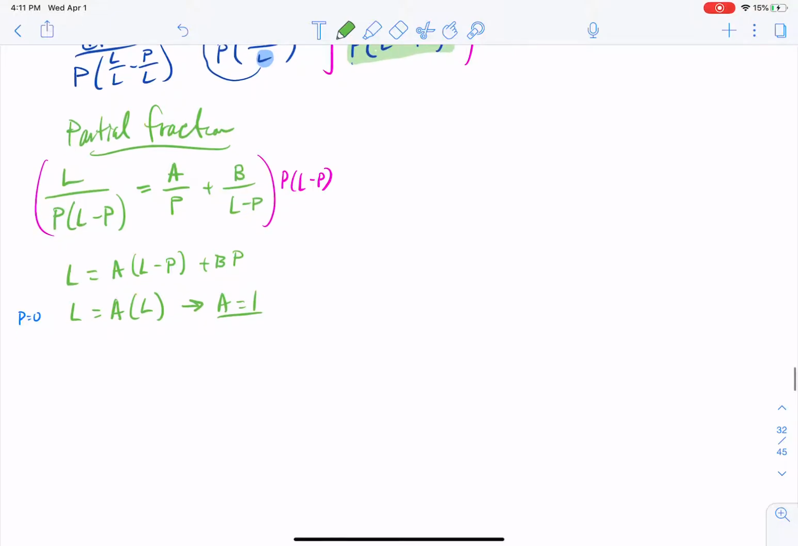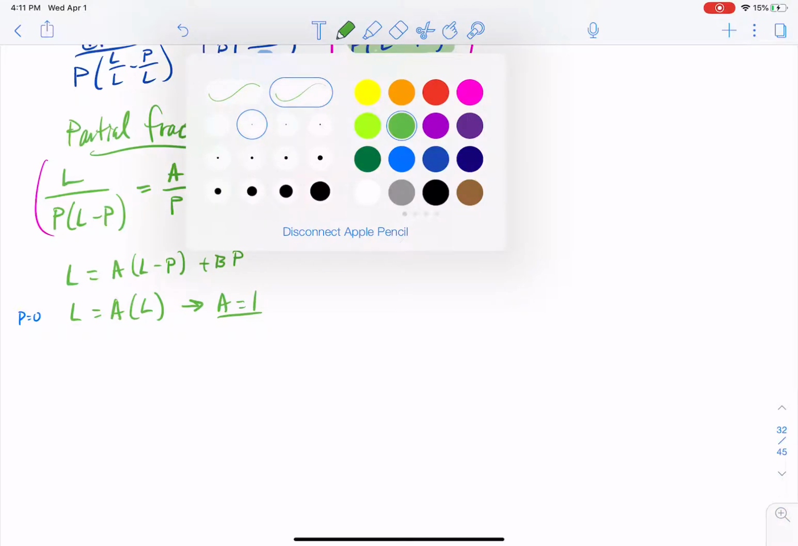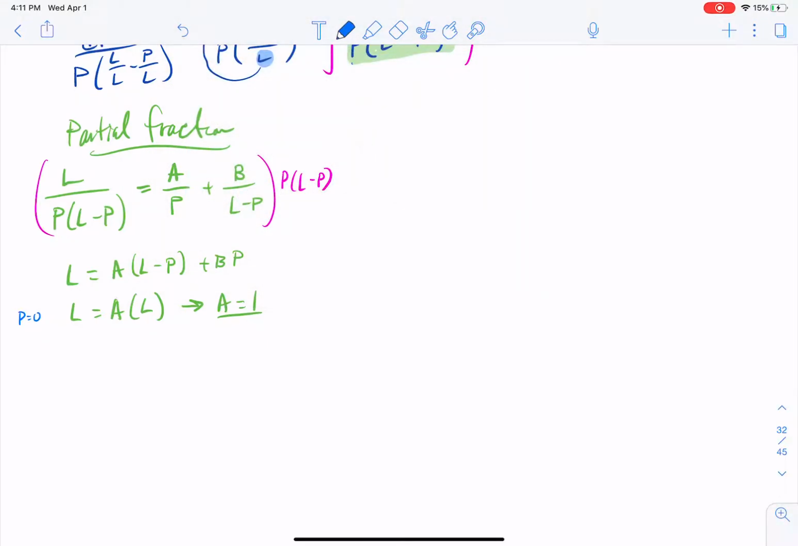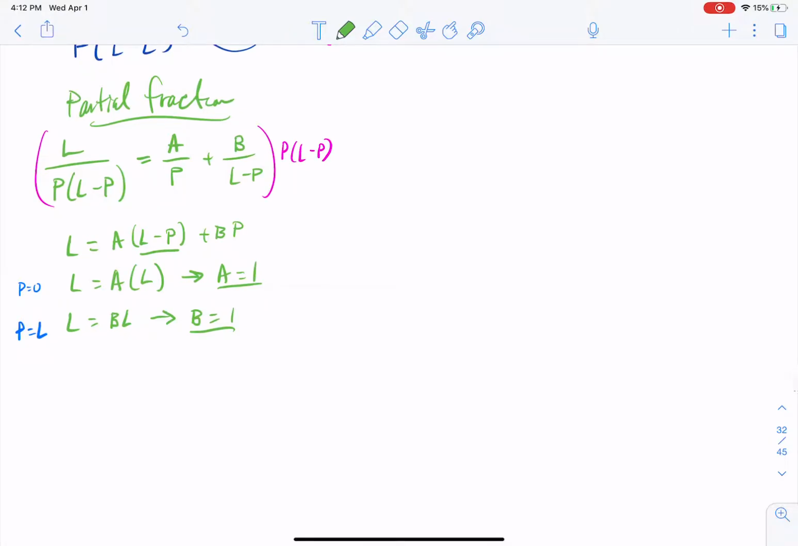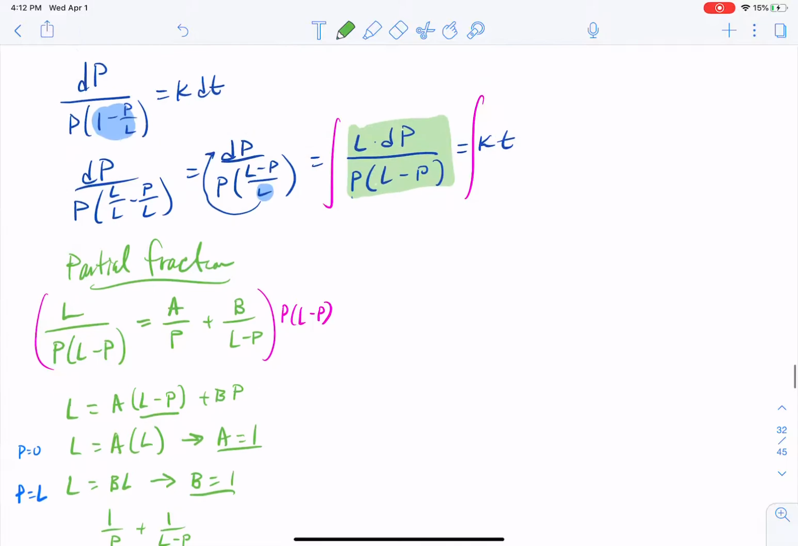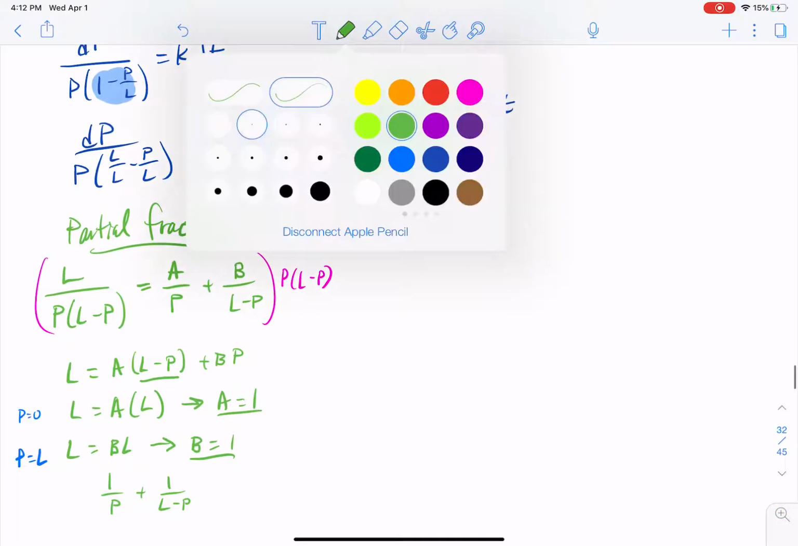Now then, what's our next convenient value for P? We need the other factor to disappear, so let's choose P equal to its carrying capacity, L. In that case, L is equal to B times L, because that factor disappears. Wow, that looks familiar. This means that B is also equal to 1. In other words, our partial fraction decomposition is 1 over P plus 1 over L minus P. So that's what I'm going to replace this integrand with.